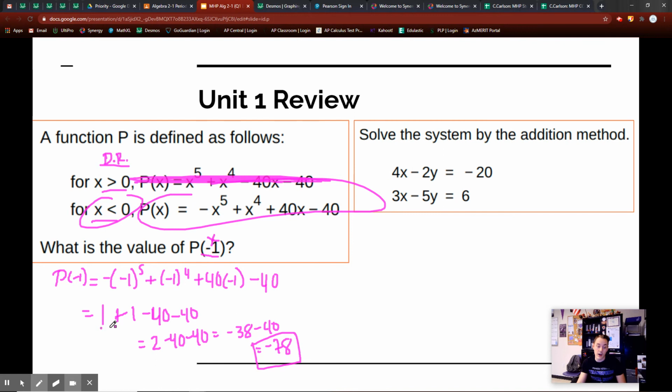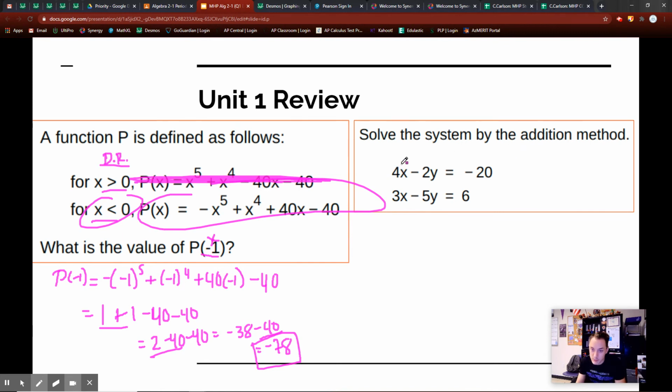Just following order of operations. Okay, that's all I'm doing. Doing the first two, 2. Next 2 is going to be negative 40, or 2 minus 40, which is negative 38, and then minus the last 40 here. Order of operations, baby. That's it. Solve this by the addition method.